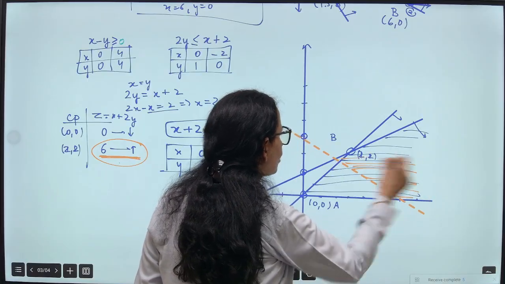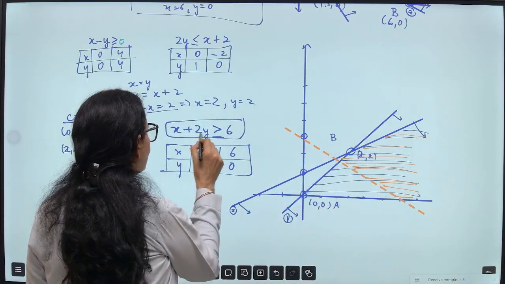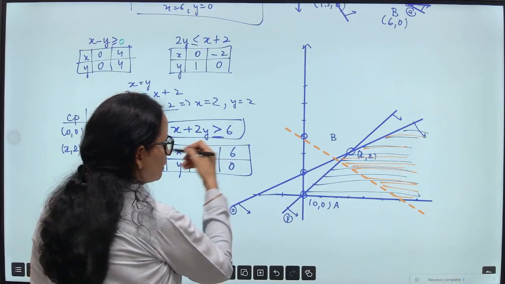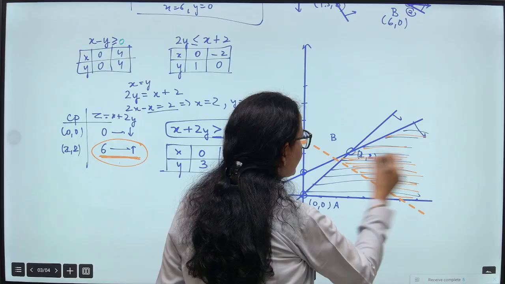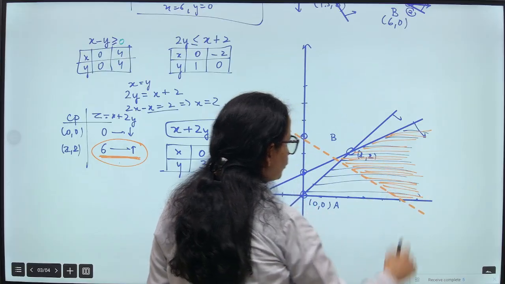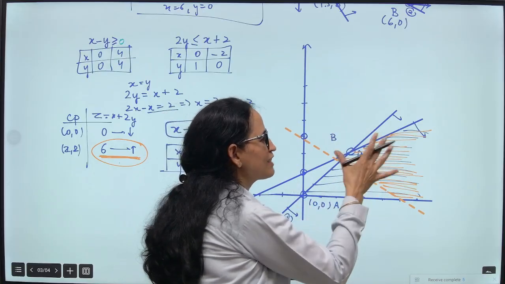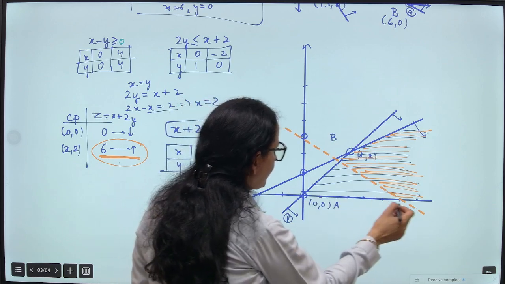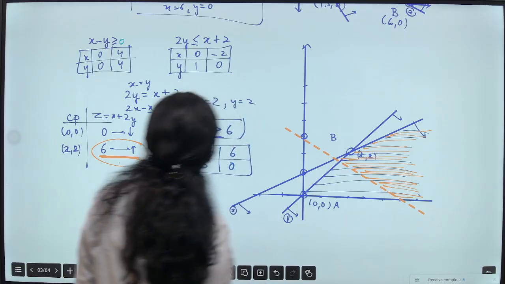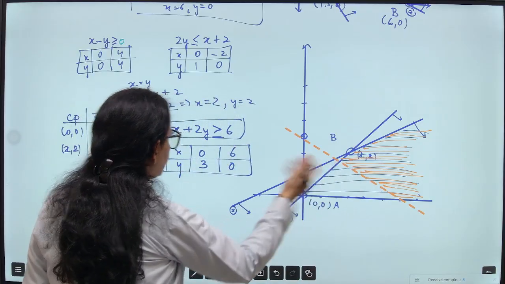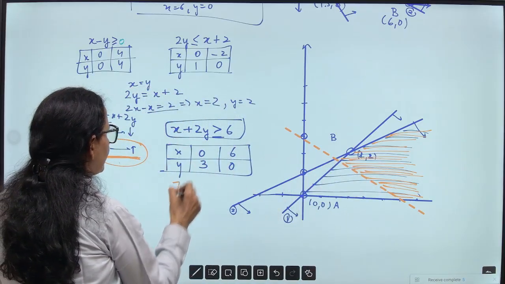So this is the common feasible region. X plus 2y greater than 6, 0 less than 6. So that means this is the final feasible region along with the objective function. So all the points in this feasible region, for example, if I have 7 and 1, x is 7 and y is 1.